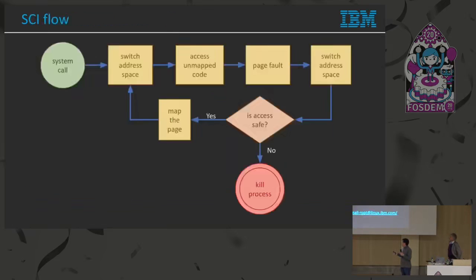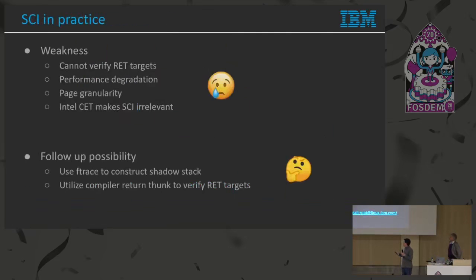I think here are the patches. We found out that this was really slow, many times slower than normal system call execution, and that context switches are really costly. And also it has some security weaknesses as well. We couldn't validate return targets to actually prevent ROP attacks properly.